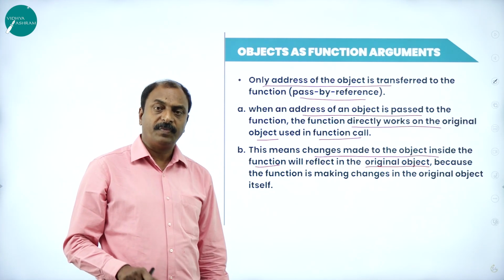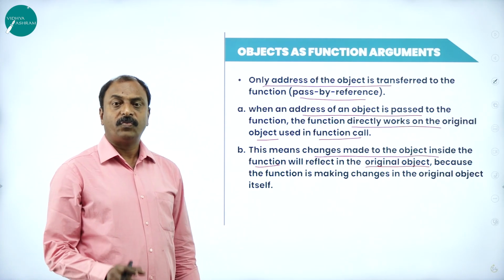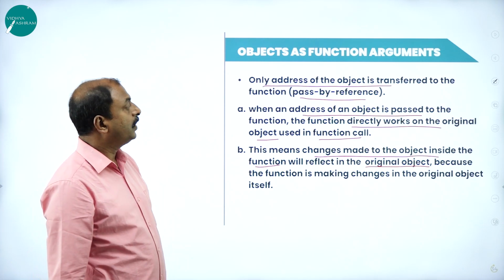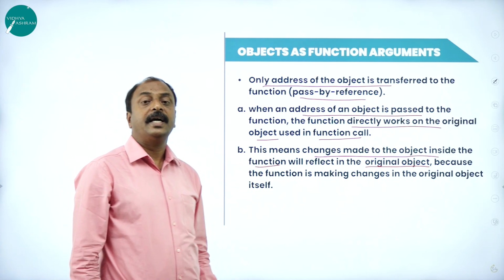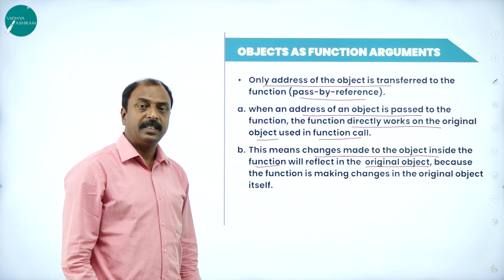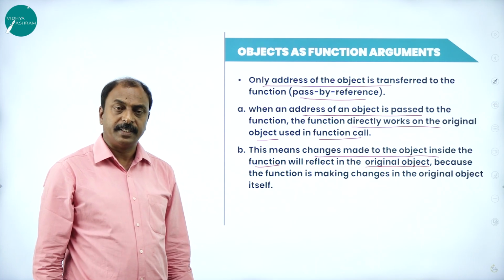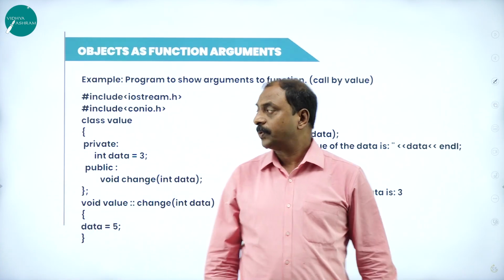But in the pass by reference method, as we are passing the address of the object, the function directly works with the original object and it has an effect on the original value. There is a difference between the pass by value and pass by reference methods. Now let us see an example program.